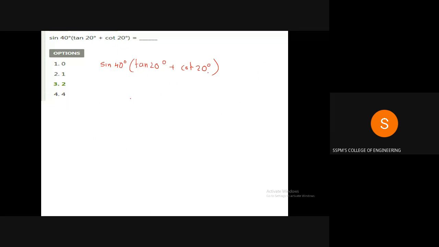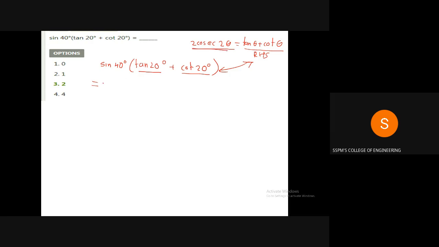So what can we write? There is one formula which goes like this, and you have to remember it: 2 cosec 2 theta is equal to tan theta plus cot theta. So tan theta plus cot theta is 2 cosec 2 theta. Here it is tan theta plus cot theta, so this RHS is similar to this part, and we can write it in this form.